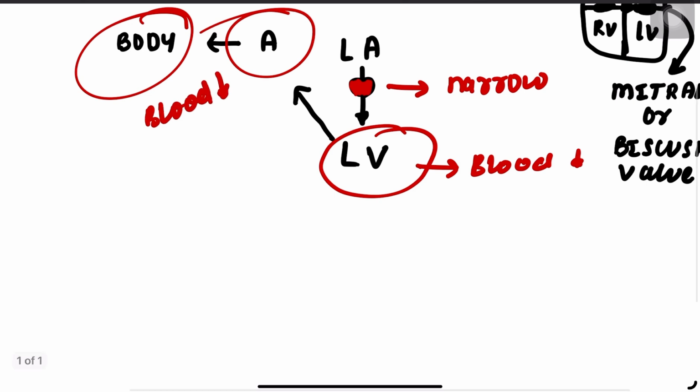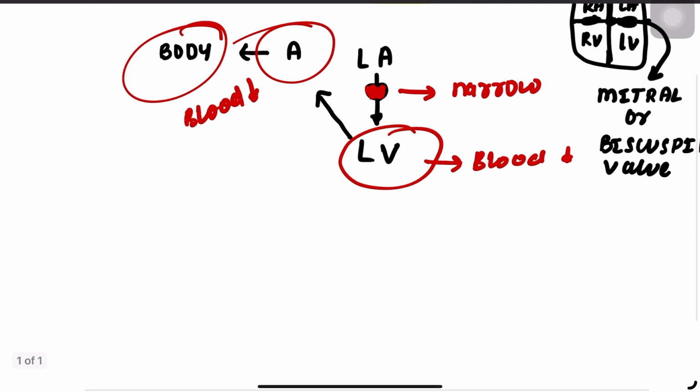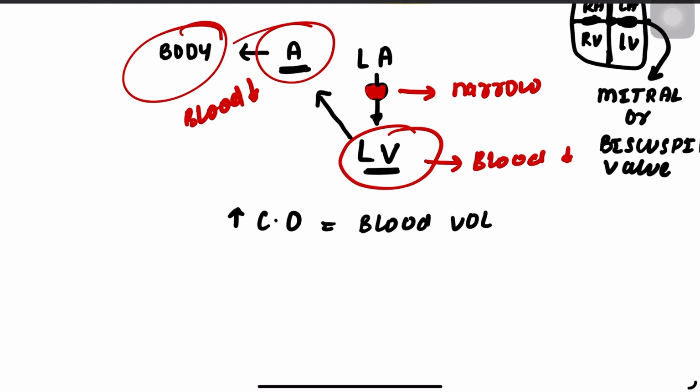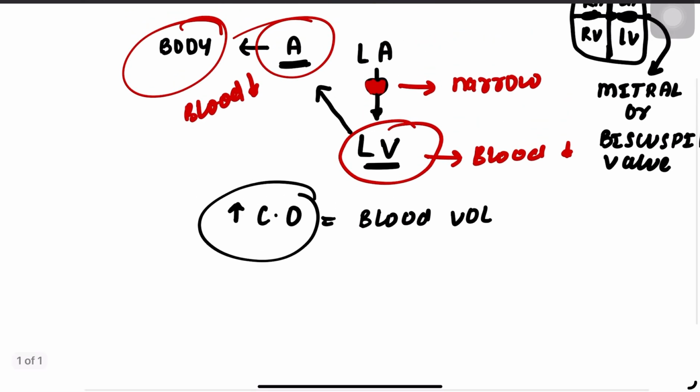You know basically that the more blood flowing into your aorta is going to increase your cardiac output. What does cardiac output mean basically? Cardiac output is basically nothing but your blood volume. The more blood you're able to send from the left ventricle into the aorta, the more cardiac output you will have. But if you have less volume going through the aorta, then there is very little cardiac output. So your cardiac output goes really low.